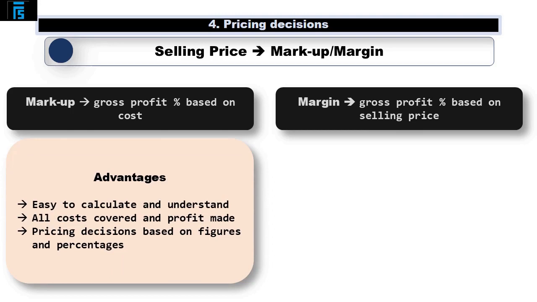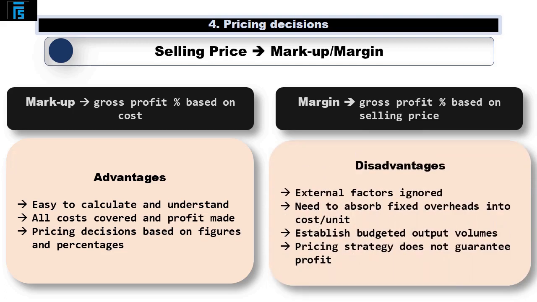It is easy to calculate and understand. It ensures that all costs are covered and a profit is made. Junior management can make pricing decisions based on figures and percentages provided to them. On the other hand, there are disadvantages, the main one being that there is no consideration of all of the external factors that we discussed for demand-based pricing.